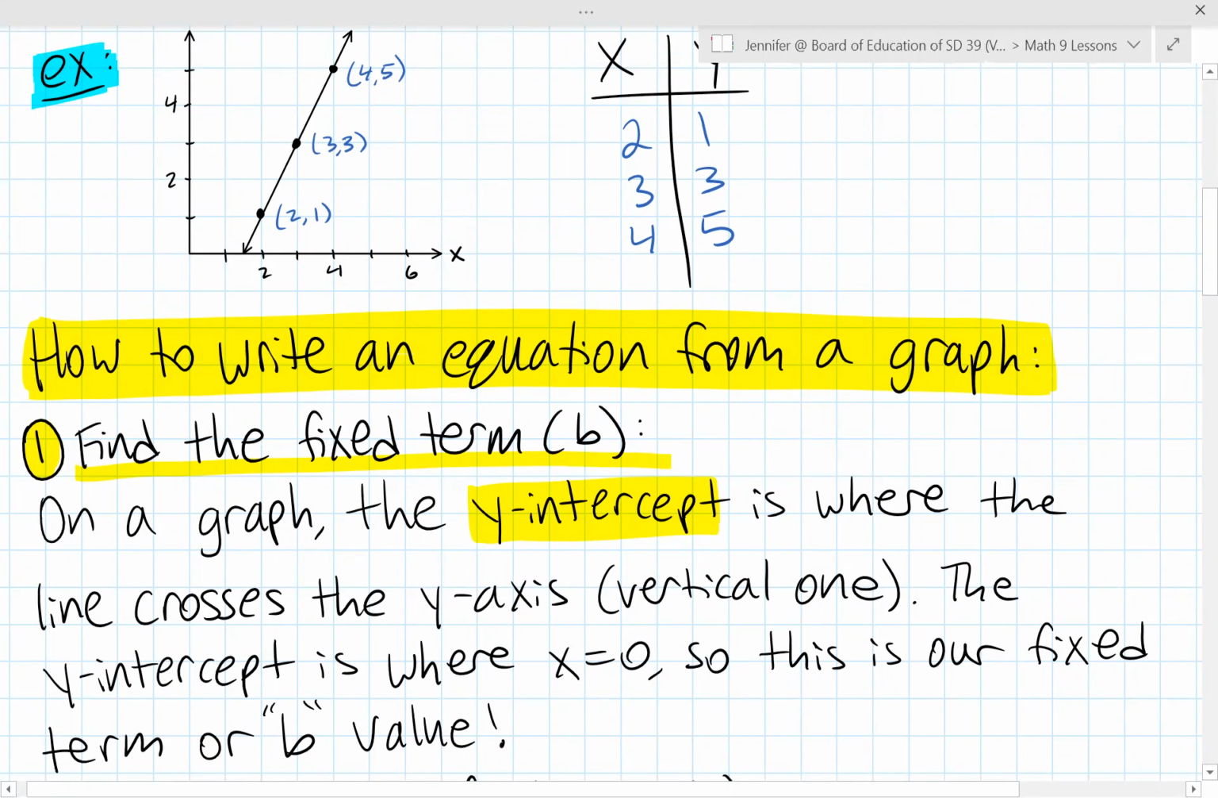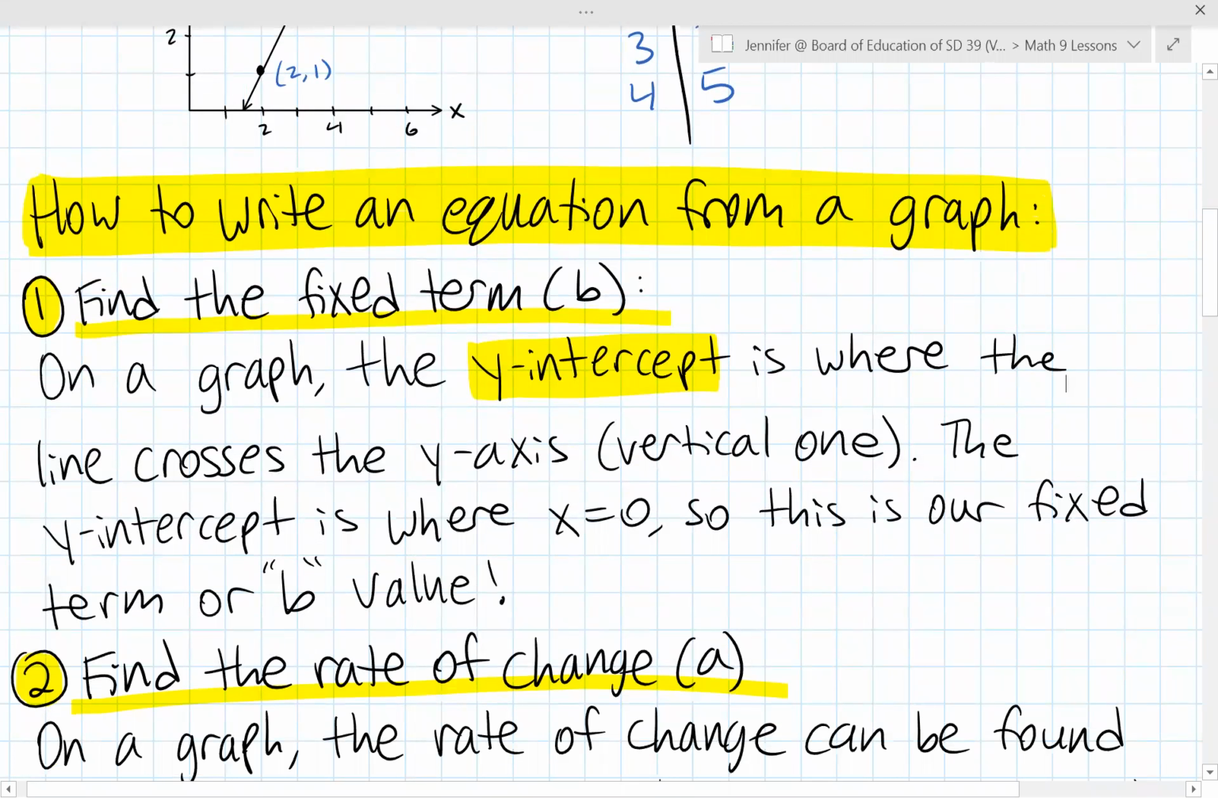The y-intercept is where the graph crosses the y-axis. So remember, the y-axis is the vertical one, the x-axis is the horizontal one. So wherever our linear relation crosses the vertical axis, that is the fixed term. And the reason this is true is because the y-axis is at the point x equals 0. And remember, our starting value is when x equals 0.